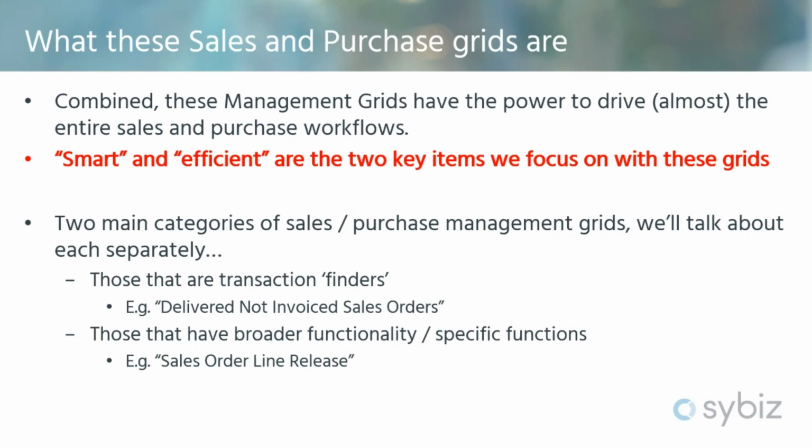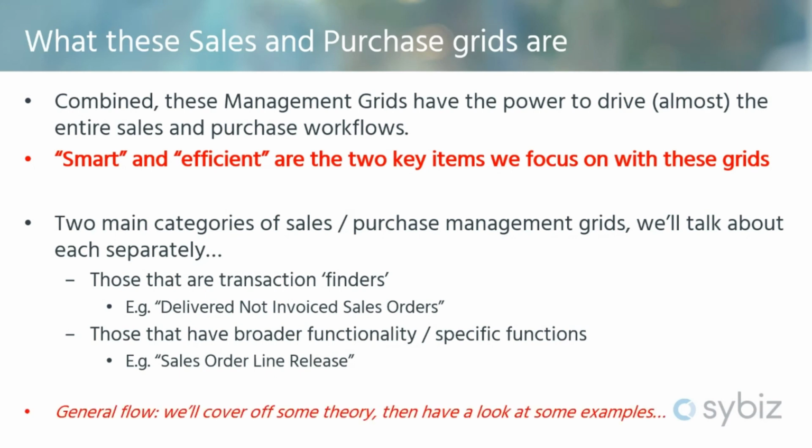So for example, sales order line release, which we'll be talking about later, it's a bit more broad in what it does, and it serves a specific function. So it's not just showing you some transactions that you can then take action against. It has a much more broad application. So our general flow here is just going to cover off some broad theory relating to these grids, and then we'll have a look at some examples.